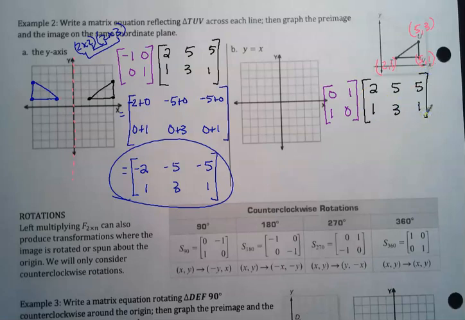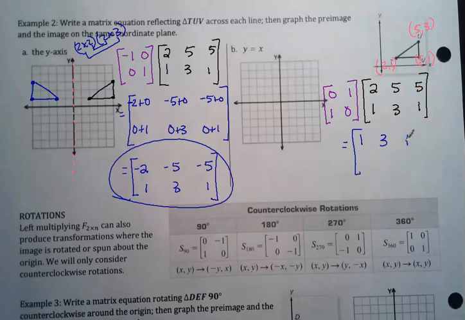All right, and we were able to keep track of it earlier, so let's see if we can do that again. 0 times 2 is just going to be 0. 1 times 1 is 1. 0 times 5 is 0. 1 times 3 is 3. 0 times 5 is 0. 1 times 1 is 1.